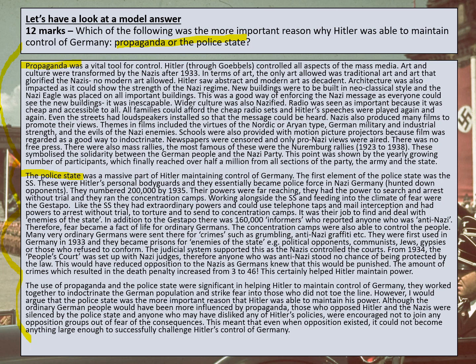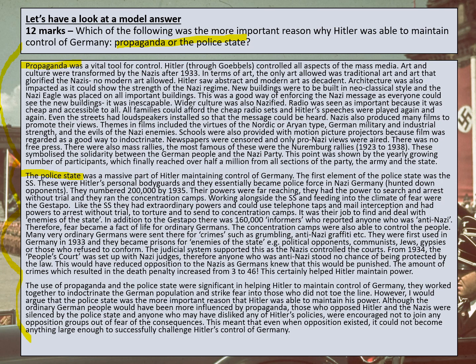The police state was a massive part of Hitler maintaining control of Germany. The first element of the police state was the SS. These were Hitler's personal bodyguards, and they essentially became the police force in Nazi Germany, and they hunted down opponents. They numbered 200,000 by 1935. Their powers were far-reaching. They had the power to search and arrest without trial, and they ran the concentration camps.